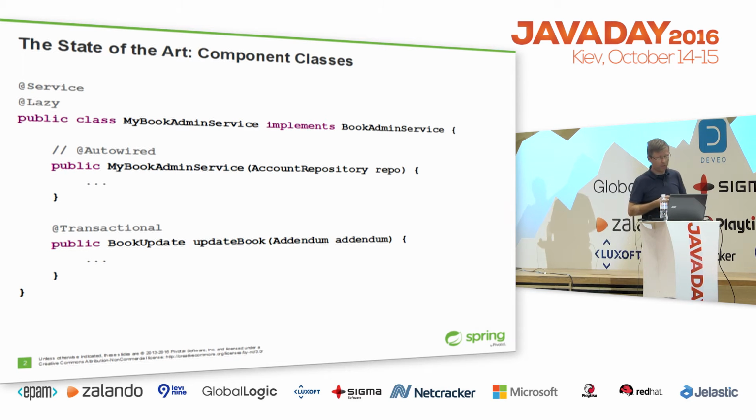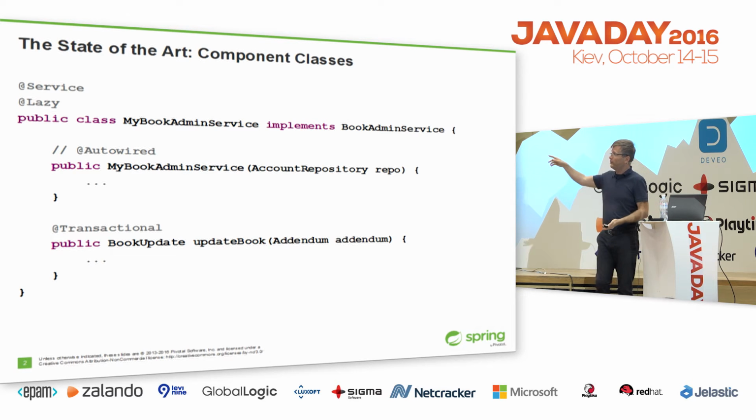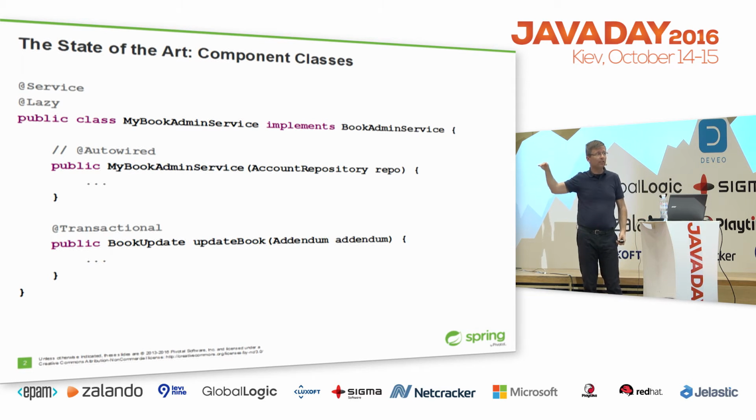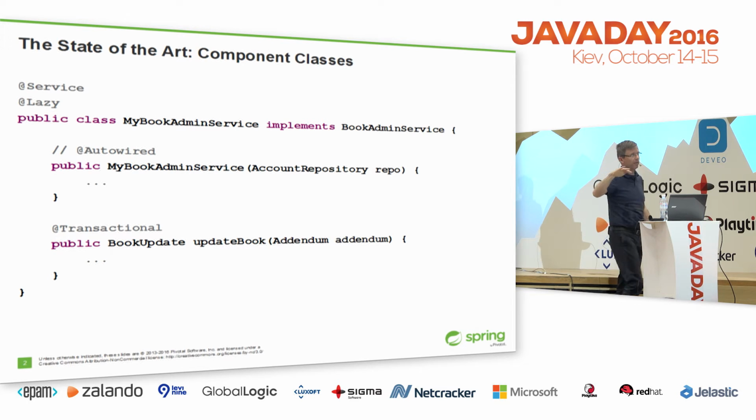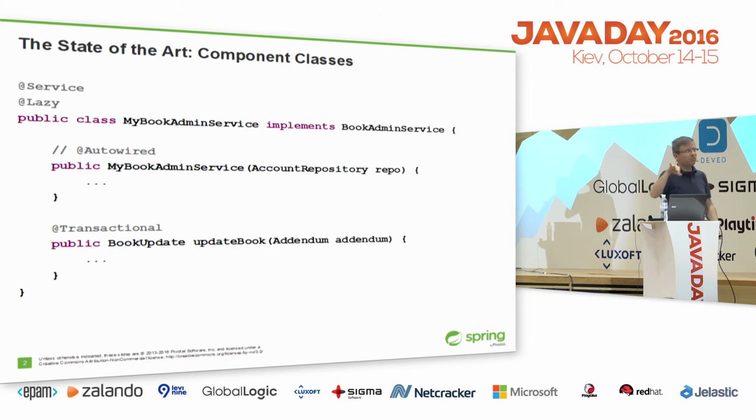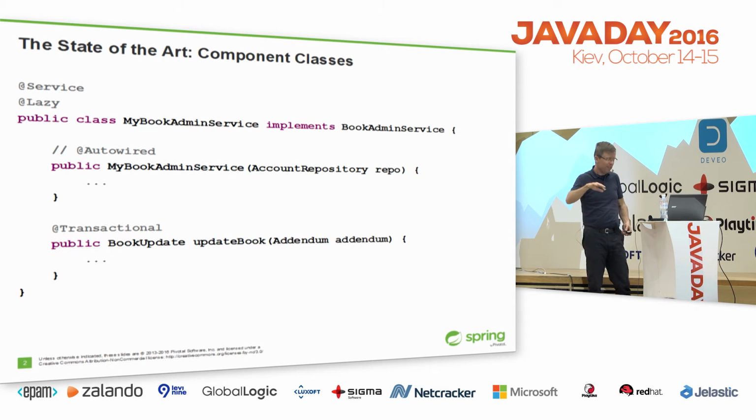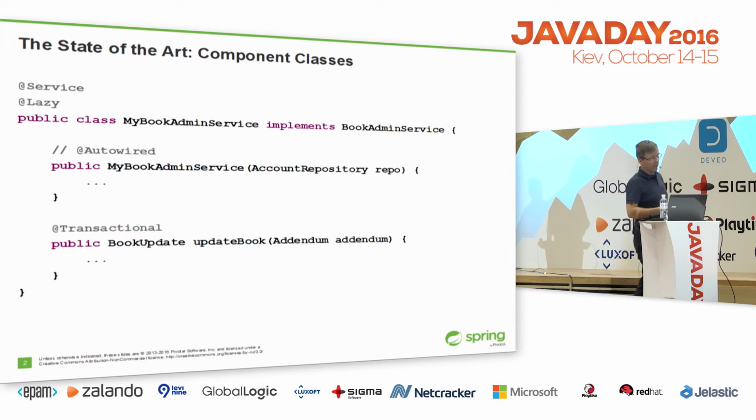Just like public is a hint to the visibility, @Autowired is a hint to the runtime role of this constructor. And @Transactional works the same way. The updateBook method is transactional. This is a transactional method. So just try the readability against pieces of your source code with Spring annotations. It usually flows quite well.